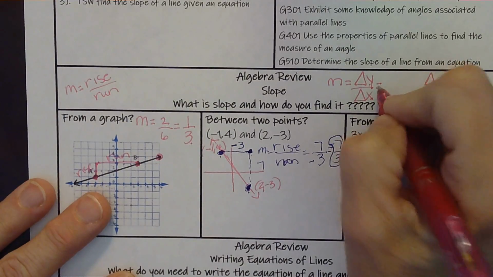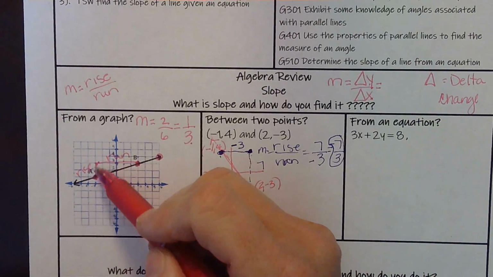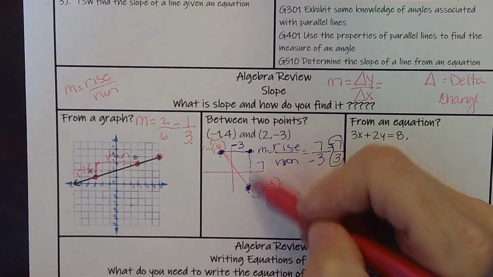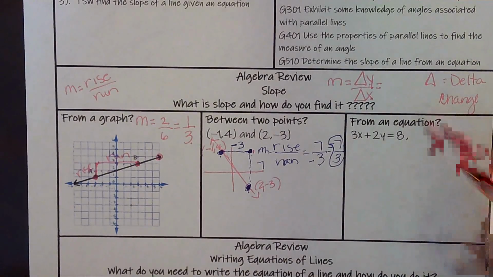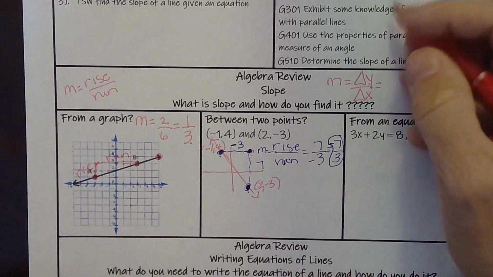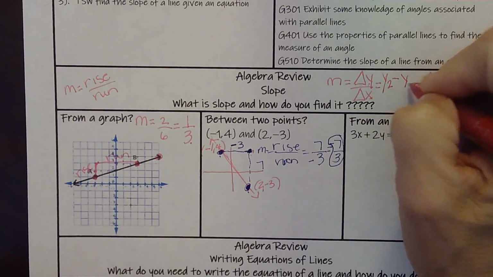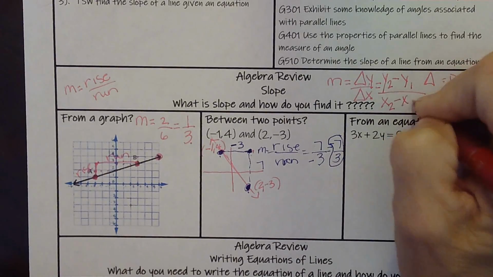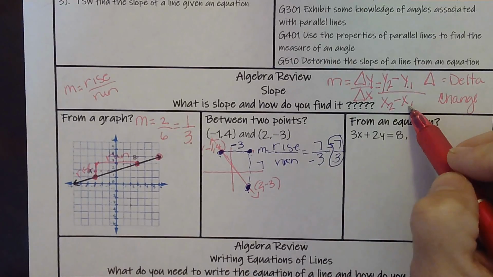How do you find the change in y's? Well, in this case, we counted from this point up and from this point up. And so there was a change in your y values of 7. Here our change in y values was 2. But if I just want to work with the 2 points, how do I find the change in y's? Well, I take one y value and I subtract another y value. And I divide it by x sub 2 minus x sub 1. So I have y sub 2 minus y sub 1 over x sub 2 minus x sub 1.